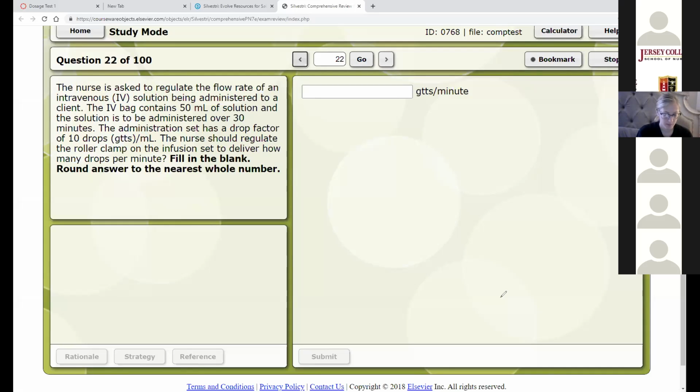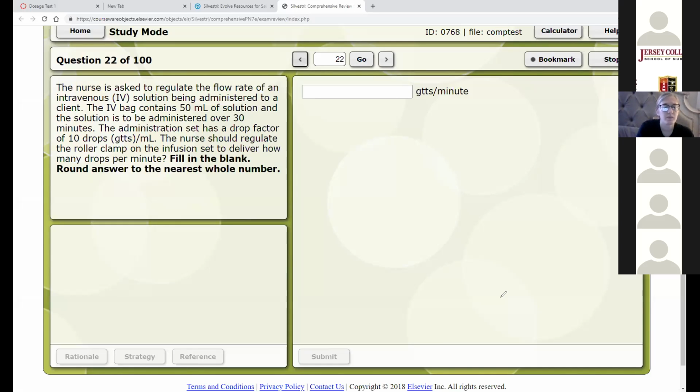Oh, this one I wanted to do with you guys. Okay. Can you see the question? Yes. Okay, so it's asking how many drops per minute. If you look at the question, what's it say? The nurse should regulate the roller clamp on the infusion set to deliver how many drops per minute.